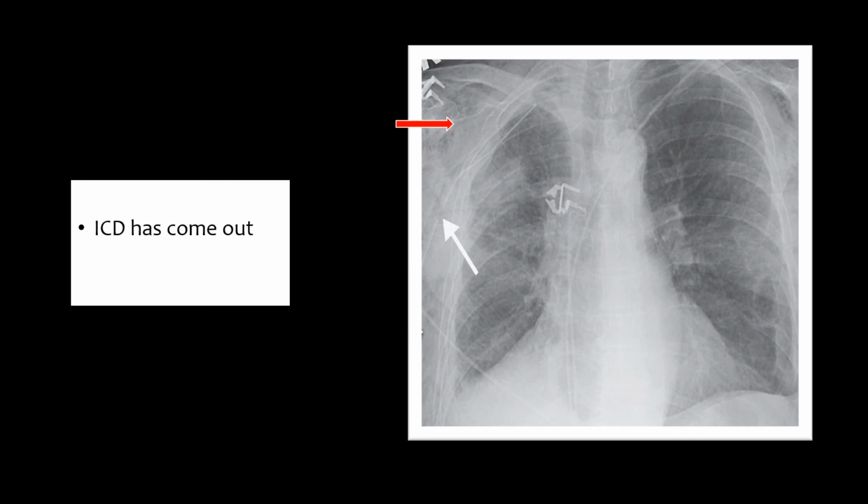So here what do we see? We see the ICD has come out. As you can see, the hole is out, marked by the white arrow, and in the red arrow there is subcutaneous emphysema. Because the hole is out, the air is leaking into the tissues and you get subcutaneous emphysema.